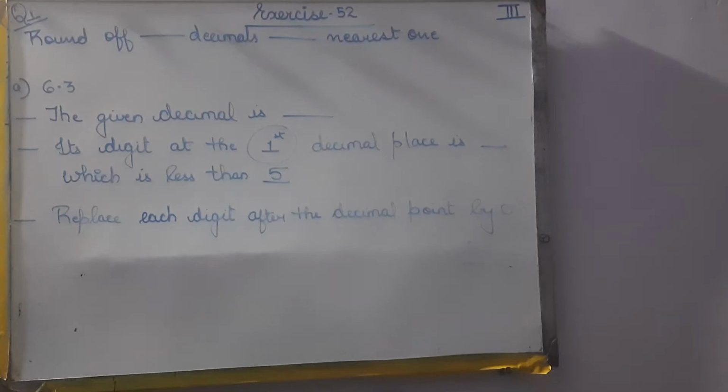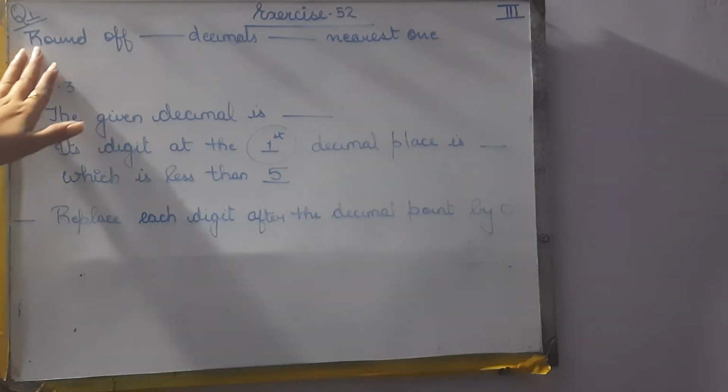Good morning, dear children. This is the third part of the same chapter, chapter number 11, rounding the number. Here I am going to start with exercise number 52. Before, we have done the rounding of numbers to 10, 100, 1000, 10,000, lakh, 10 lakh, crore. Now here we have to do the same, but we have to see the decimal place.